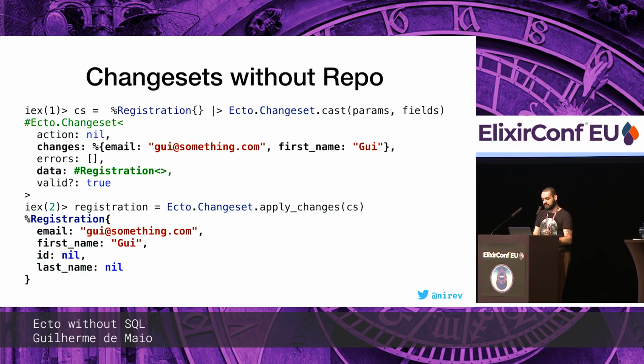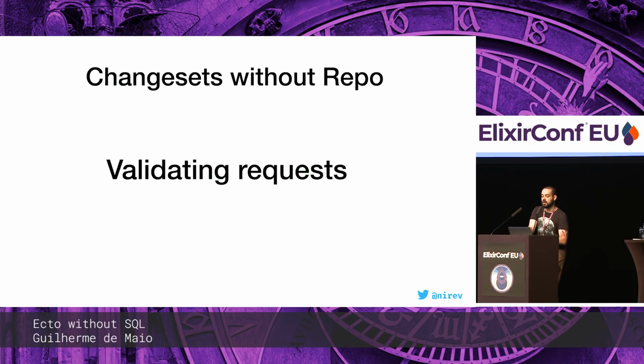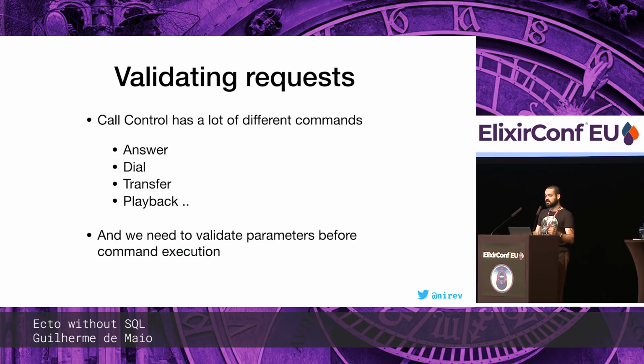And that's it. So the next example is something that I took from my code base, validating requests. In that call control product, we have a lot of different commands that customers can perform. They can answer a call, they can dial new calls, they can transfer, playback, whatever. And we need to validate the parameters before command execution. So in our case, we're not going to store or retrieve anything. We're getting parameters from customers, and we want to execute a command with those. But we need to validate.